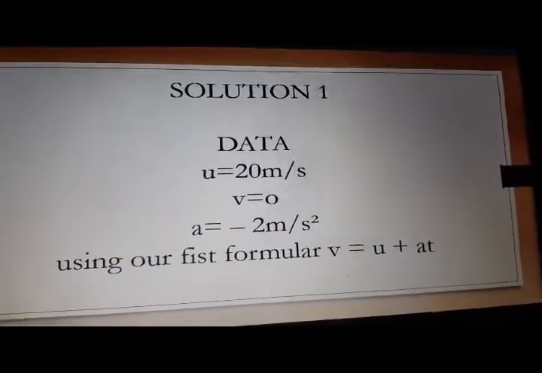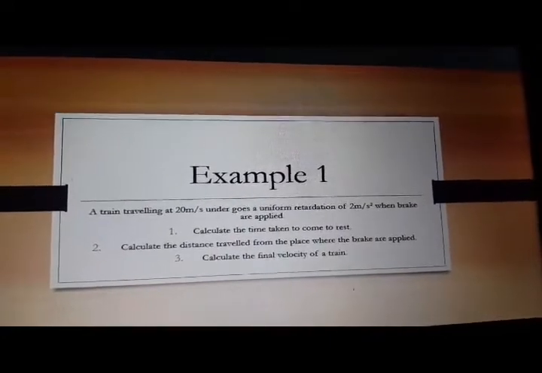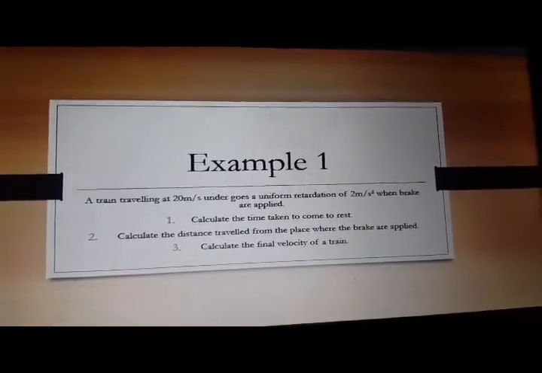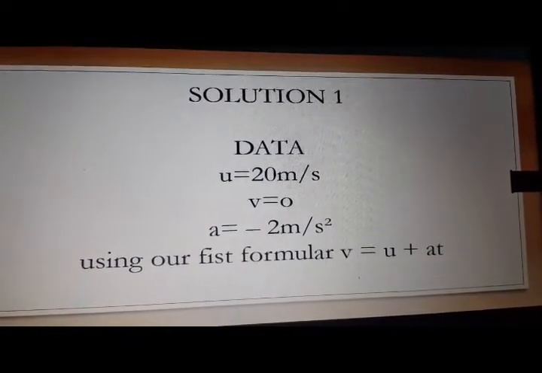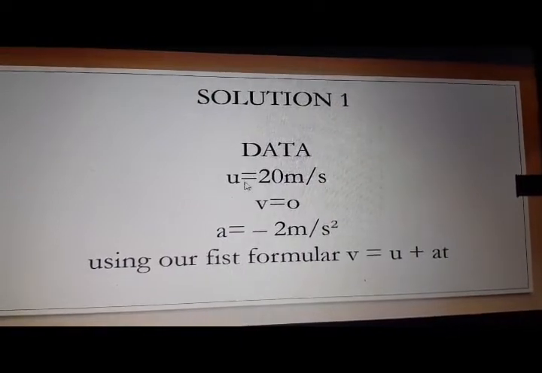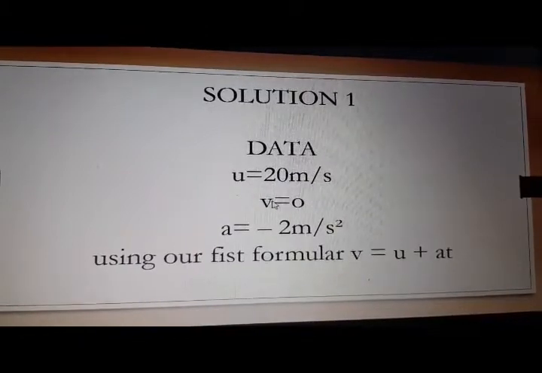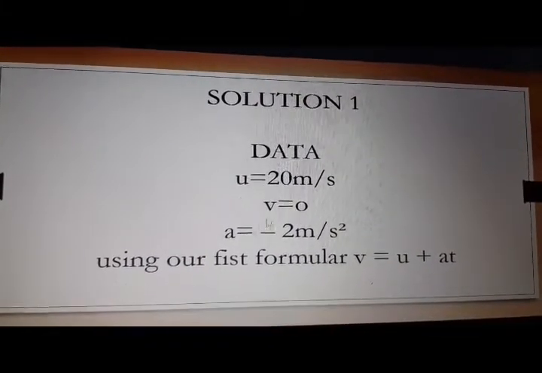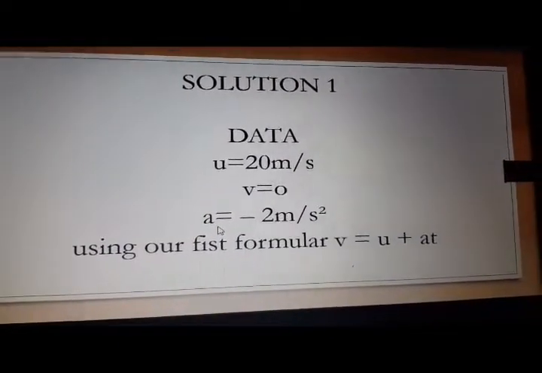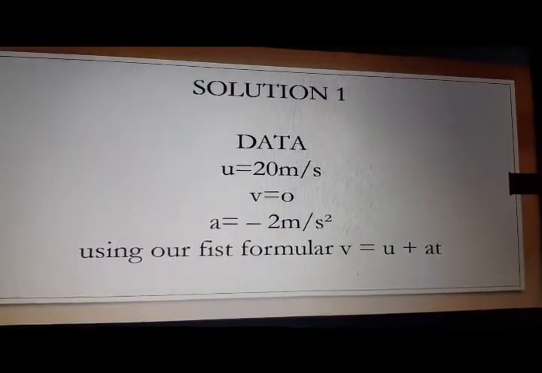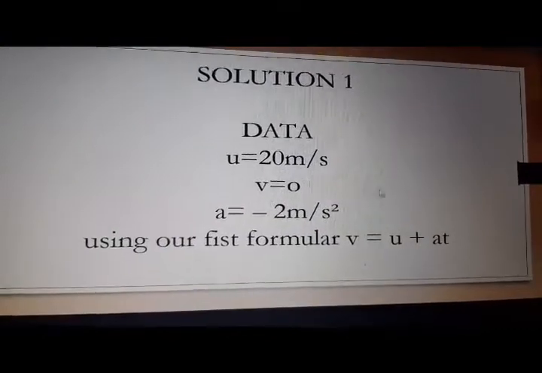So this is our first solution, which says calculate the time taken to come to rest. This is our formula and this is our data. We have initial velocity as 20 meters per second, then our final velocity is 0. Then acceleration, but remember, the acceleration is a retardation, so our acceleration will be negative. So we have minus 2 meters per second squared.